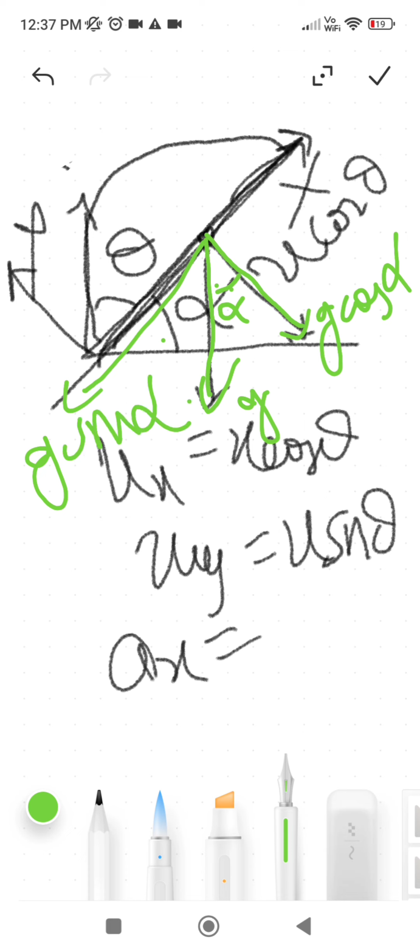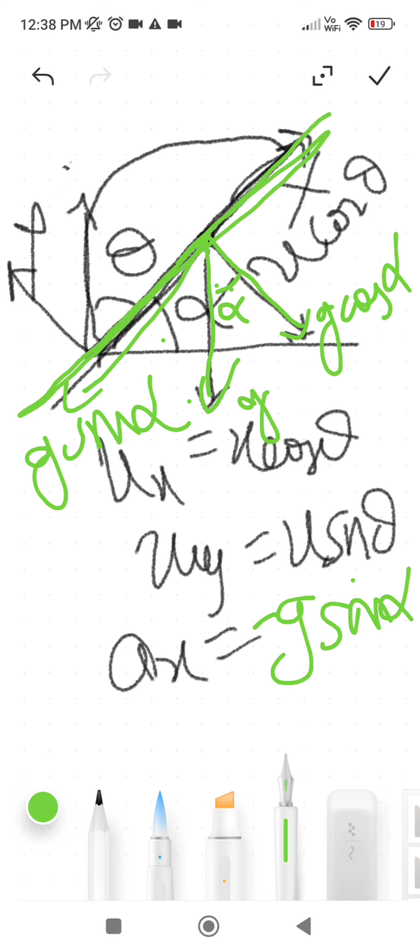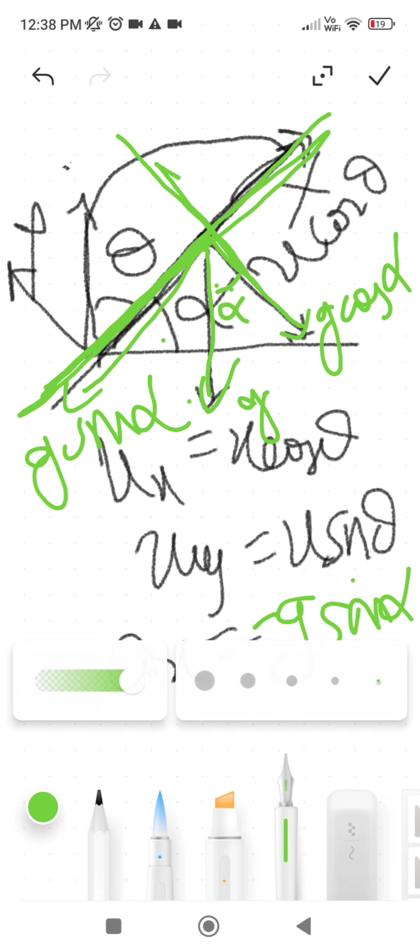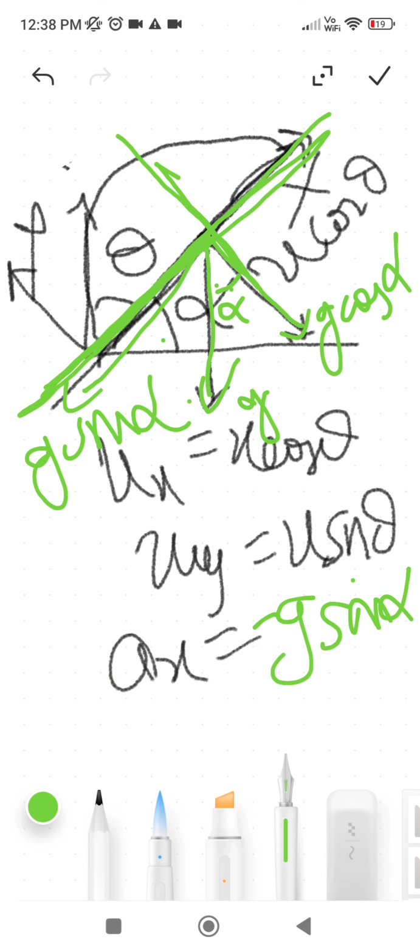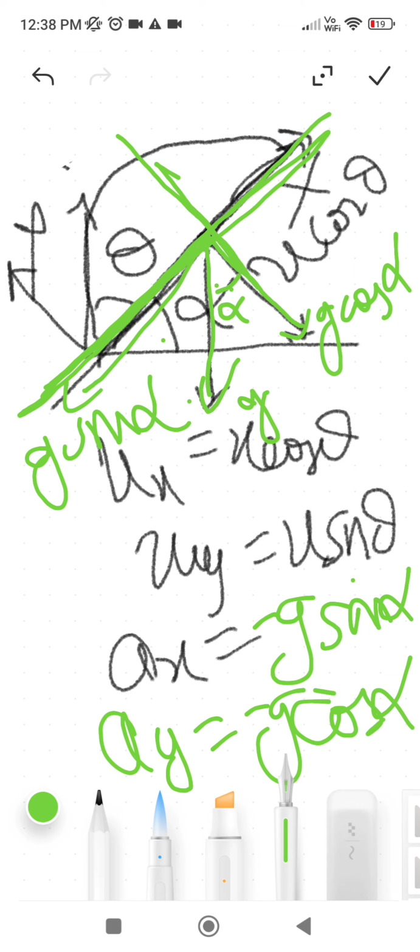So acceleration along the x direction is minus g sin alpha, since we assumed the x direction to be this side, it goes in the negative direction of x. So it's minus g sin alpha, and the y direction is assumed over here, so along the y direction we have minus g cos alpha, right?